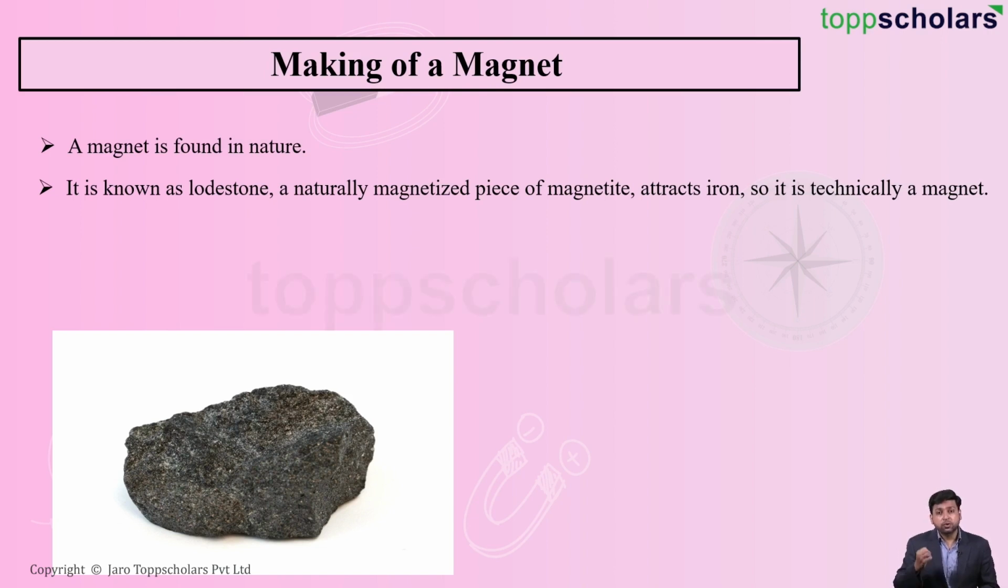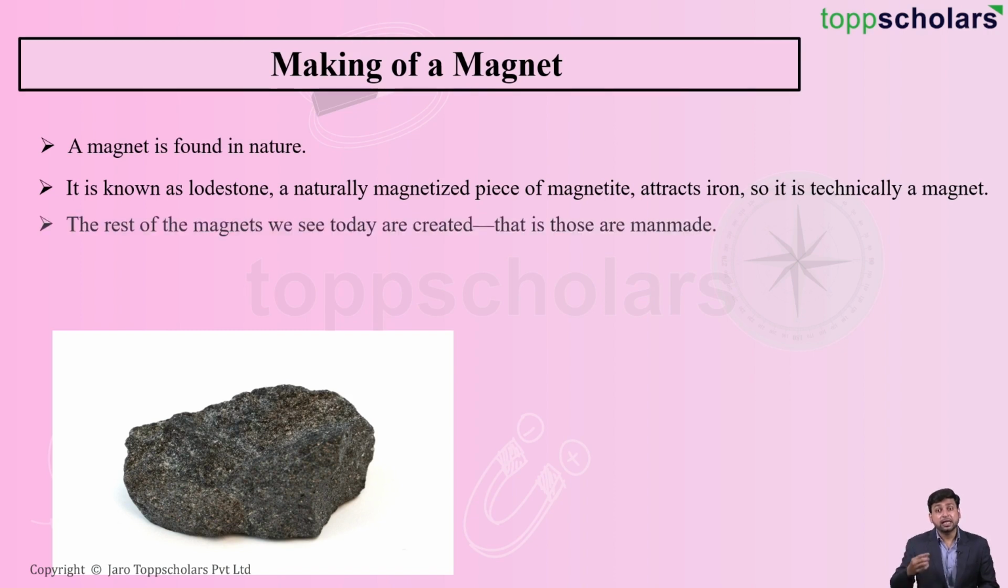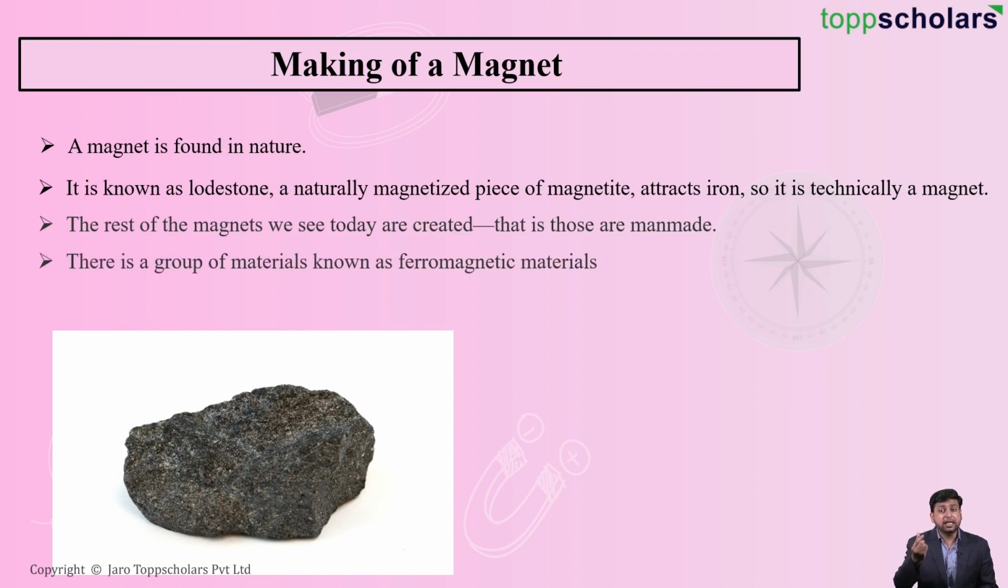But students, do you know one thing? Nowadays, there are man-made magnets. Man-made magnets means the magnets which are created artificially. Now, which materials are used? The materials which are used to create a magnet or an artificial magnet are basically called ferromagnetic materials.